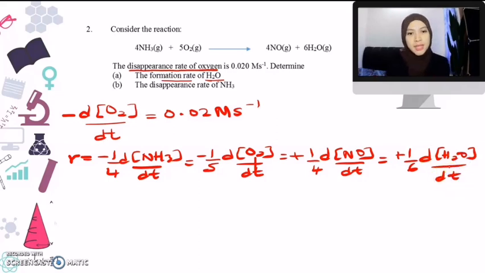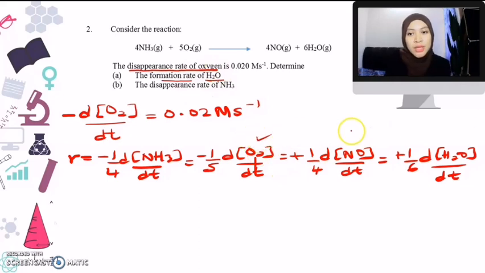Okay, this is a differential equation. I want you to not confuse the term R here with the disappearance rate. Disappearance rate is the individual rate for oxygen. R is the rate of reaction, so this value is not the same. This 0.02 mS/1 is this value. Okay, so now we want to relate O2 and H2O.